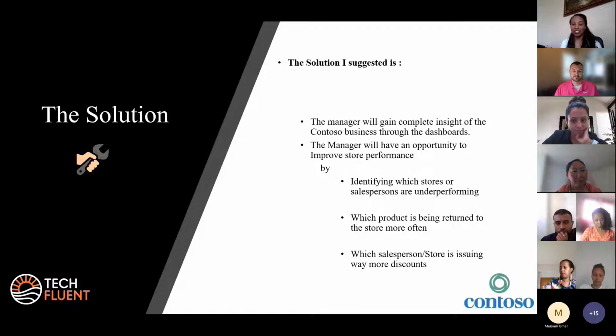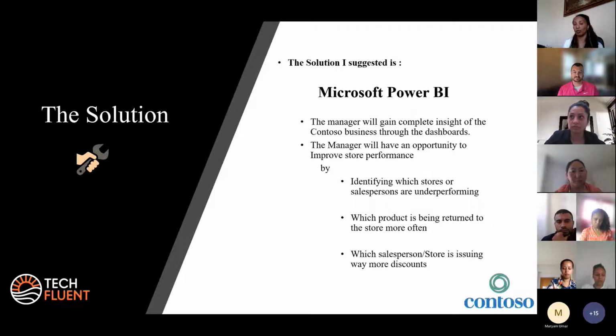So the solution I suggested is Microsoft Power BI. I chose Microsoft Power BI because the manager will gain complete insight into the Contoso business through the dashboards. He will also have an opportunity to improve store and salesperson performance by identifying which stores or salespeople are underperforming or which products are being returned to the store more often. He also can see which salesperson or store is issuing way more discounts.